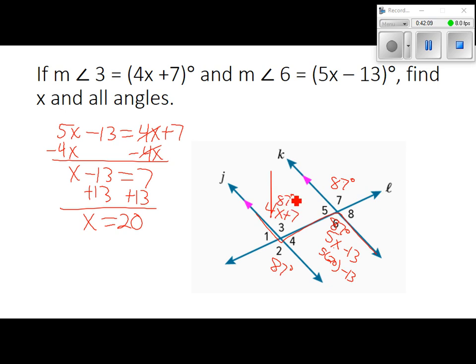Then to find the others, we subtract 87 from 180. Get 3, borrow there, have to borrow again, that's 93, so angle 8 is 93 degrees, angle 5 is 93, angle 4 is 93, angle 1 is 93. You can find all those angles.